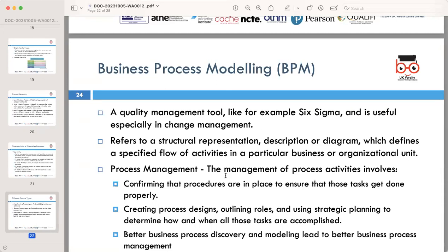So better business process management: effective business process discovery and modeling contribute to improved business process management. When processes are well defined and understood, they can be managed more effectively.